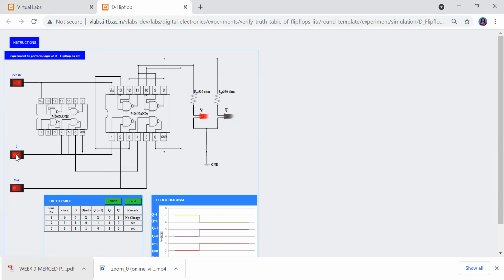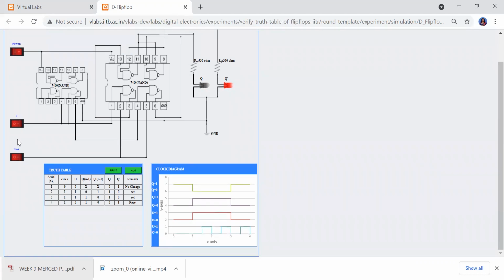Now here input D is 0 and we will give clock. So here we can see as input D is 0 and clock is applied, output Q will follow D. So output Q will also become 0. Now, if we make D as 1 and clock is absent, then even though D is 1, clock is not applied, so output Q will not follow D. Output Q will remain the same as in its previous state.